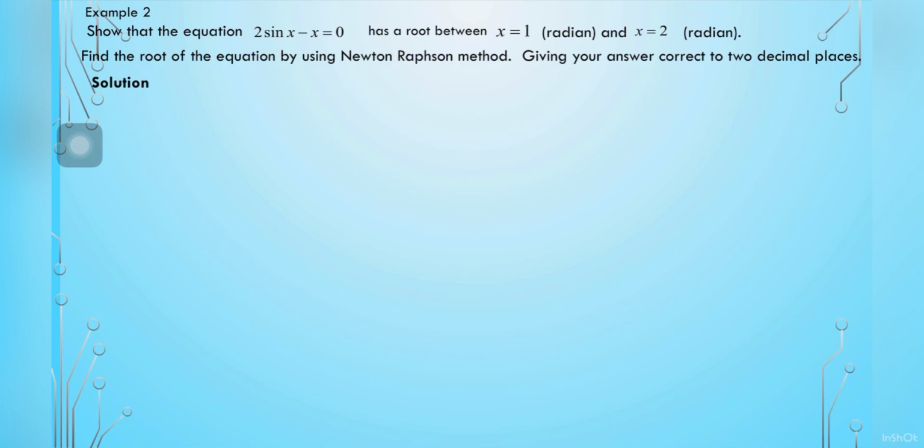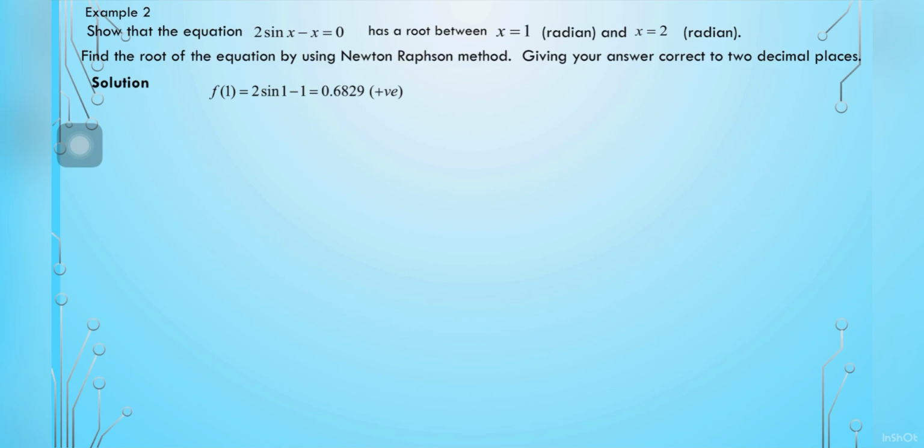Example 2. Show that the equation 2 sin x - x = 0 has a root between x = 1 radian and x = 2 radian. Find the root of the equation by using the Newton-Raphson method, giving your answer correct to 2 decimal places. Solution.